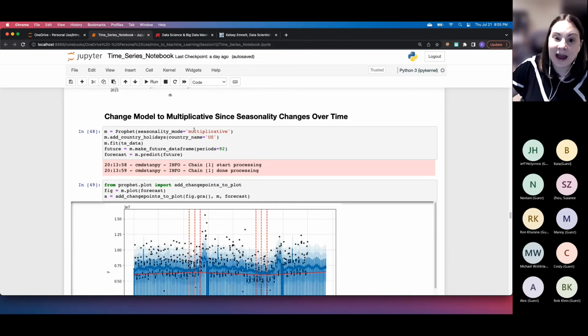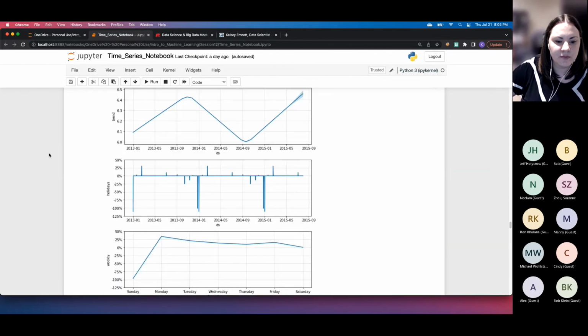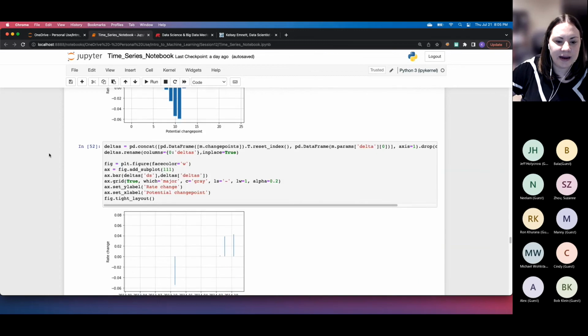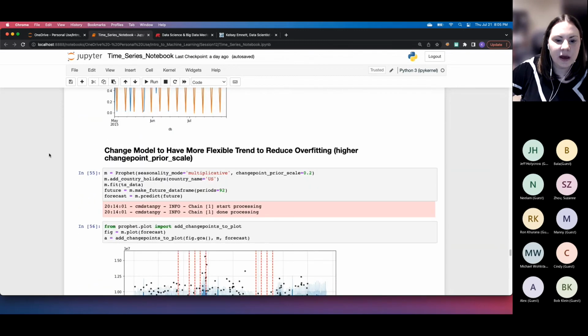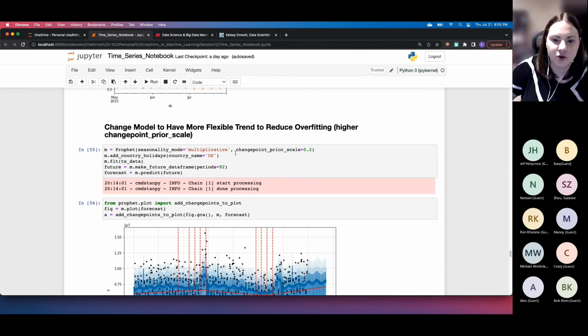I changed our model from additive to multiplicative, and kept the holidays in as well for this one. In this case, looking at our data, the oscillations looked like they weren't static over time, so I tried the multiplicative function. And then I also changed the regularization. I basically made the model have a more flexible trend to reduce overfitting. So in this case, I used the change point prior scale, basically to add regularization.